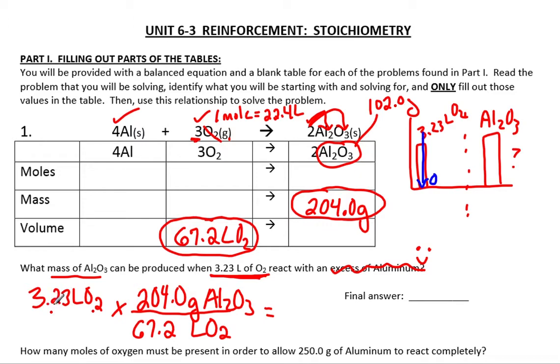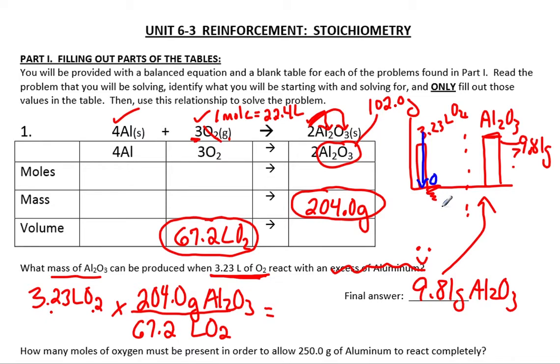Normal old dimensional analysis. 3.23 times 204 divided by 67.2. And I should get 9.81 grams of Al2O3. What does this mean? That's how much product, that's how high this bar will go. It'll go up to the 9.81 gram spot when all of my oxygen is used up and hits 0. I can't make any more.